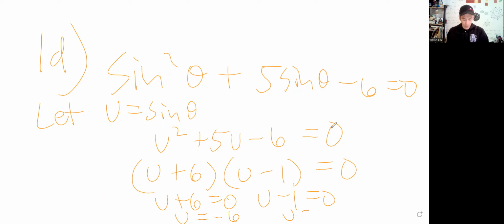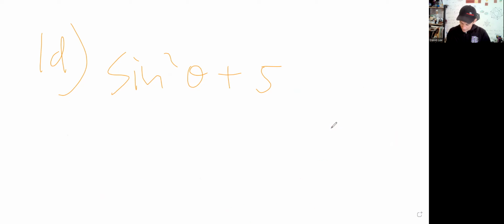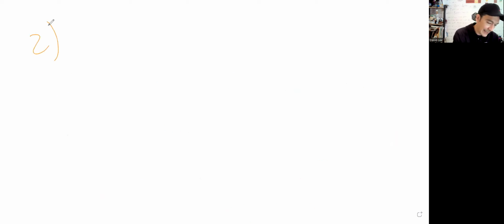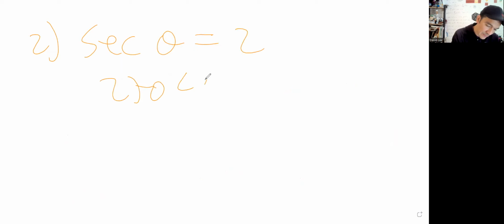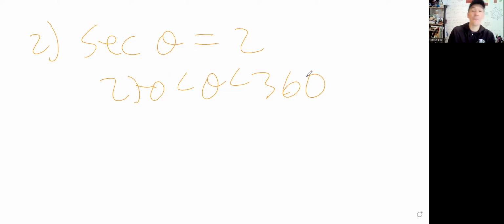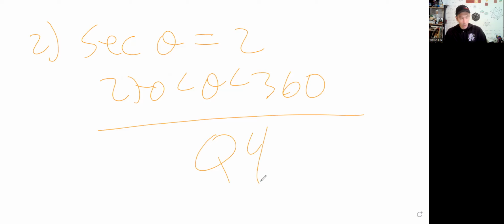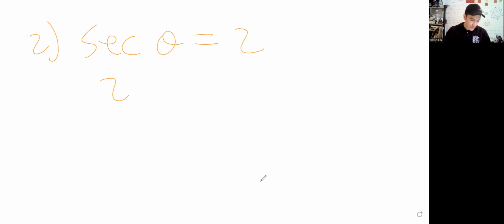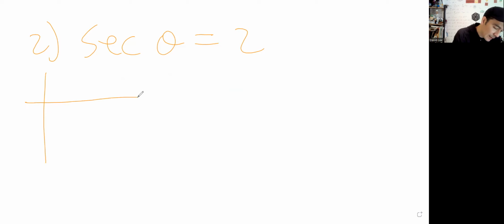Number 2. So for number 2, they give us secant of theta equals 2, and then we have 270 to 360. So we're in quadrant 4. Let's go to quadrant 4, right? That just means quadrant 4. So we are operating right there. So this is 2a. And so we're down there.